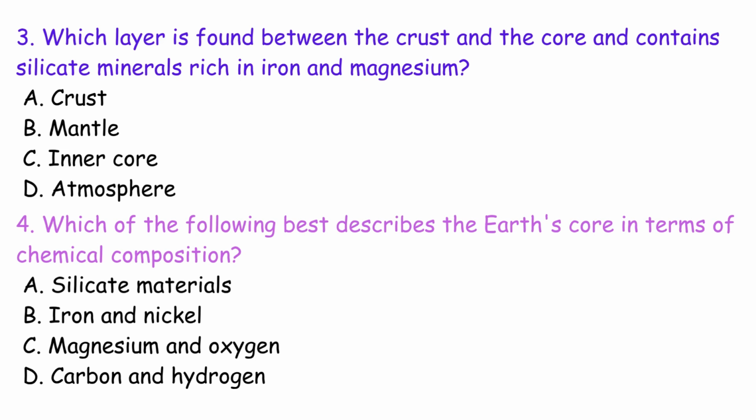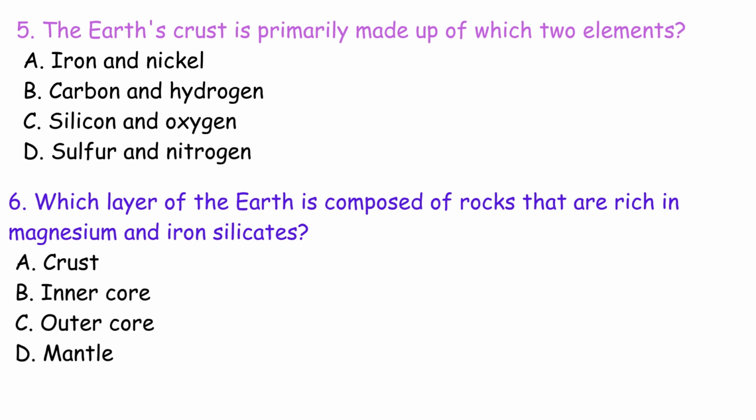3. Which layer is found between the crust and the core, and contains silicate minerals rich in iron and magnesium? A. Crust. B. Mantle. C. Inner core. D. Atmosphere. 4. Which of the following best describes the Earth's core in terms of chemical composition? A. Silicate materials. B. Iron and nickel. C. Magnesium and oxygen. D. Carbon and hydrogen.